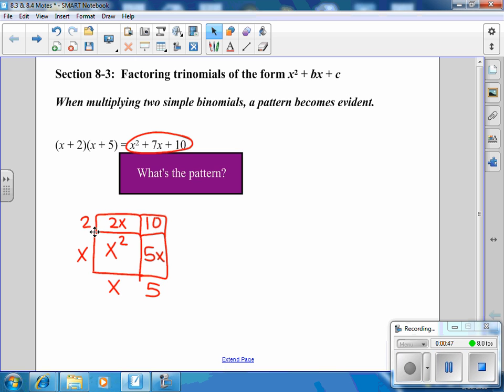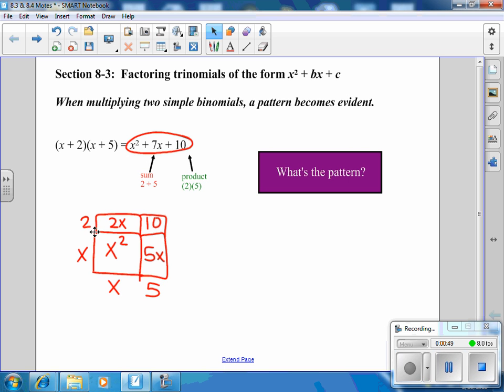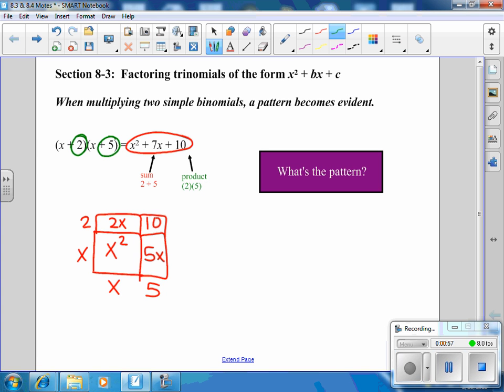So we quickly noticed a pattern, and this was the pattern, that the number in the middle gave us the sum of these two numbers in our binomial, 2 and 5 in this case, and that the number on the end was the product of them, because we can see right here in that box, we had to multiply those two numbers together. So now we're going to take this a step further.